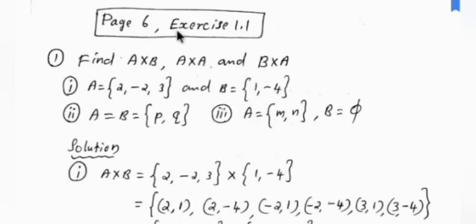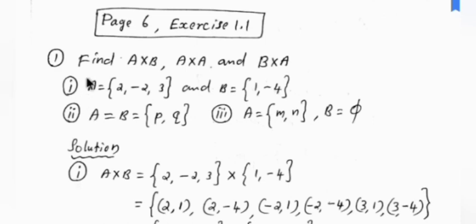Page number 6, exercise 1-1. Question number 1. Find A cross B, A cross A and B cross A. First one, A is equal to set {2, -2, 3} and B is equal to set {1, -4}. Second one, A is equal to B is equal to set {P, Q}. Third one, A is equal to set {M, N}, B is equal to 5. Here we have to find A cross B, A cross A and B cross A.